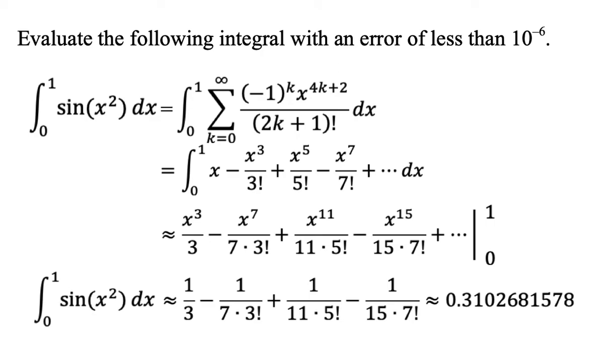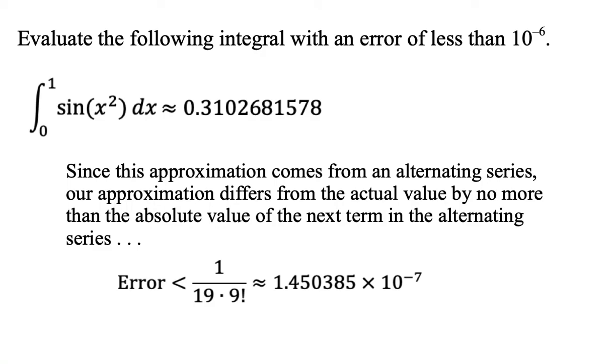But how good is this approximation? Does it meet the requirement of being an error of less than 10 to the negative sixth? Well, since this approximation comes from an alternating series, our approximation differs from the actual value by no more than the absolute value of the next term in the alternating series. Since we know 4 terms, the next term would be the 1 over 19 times 9 factorial term, which is approximately 1.45 times 10 to the negative 7th. So, indeed, we have found our integral with an error of less than 10 to the negative 6th.